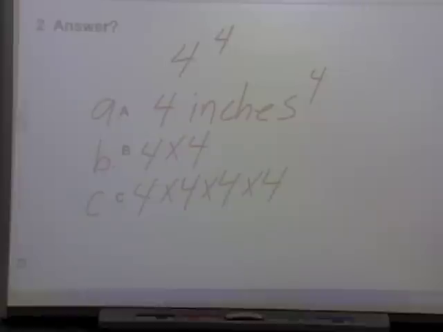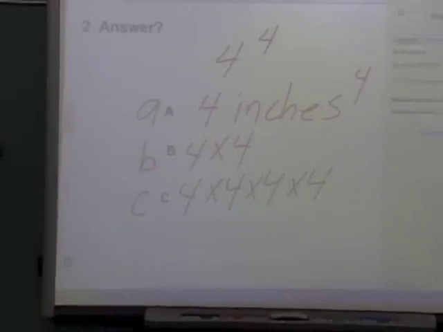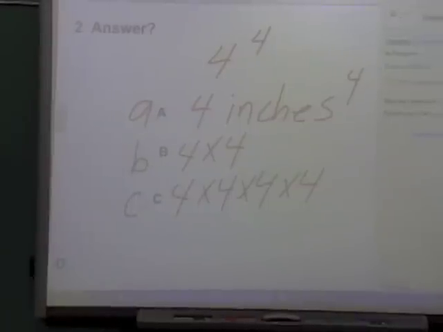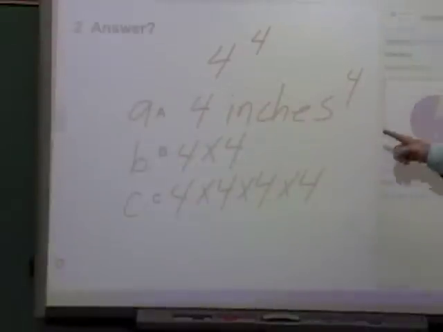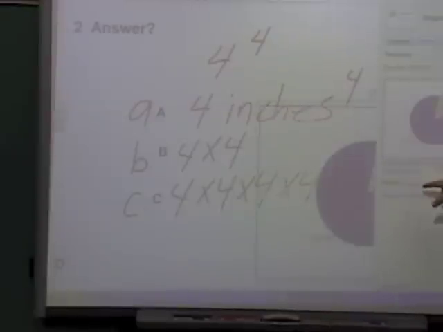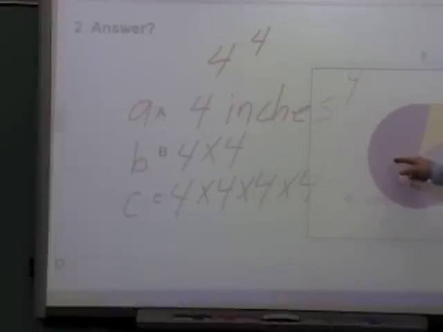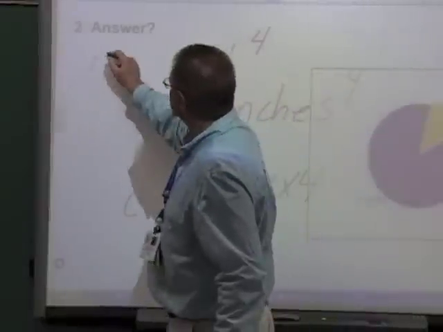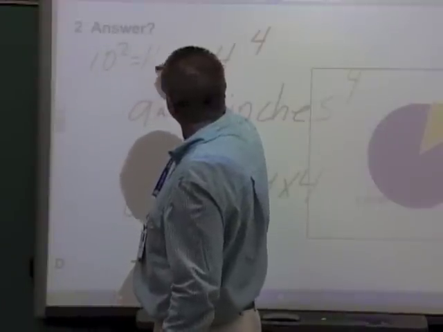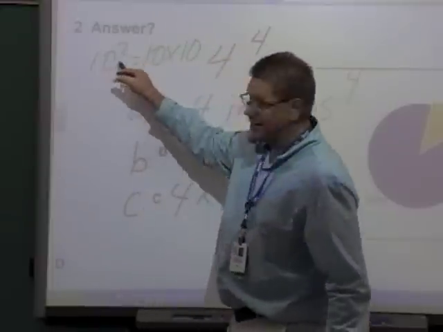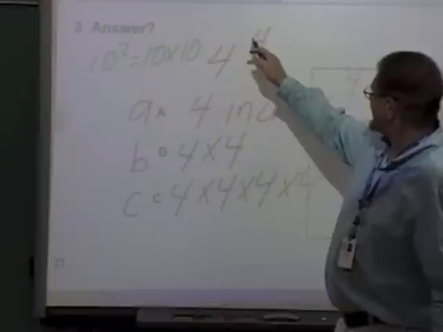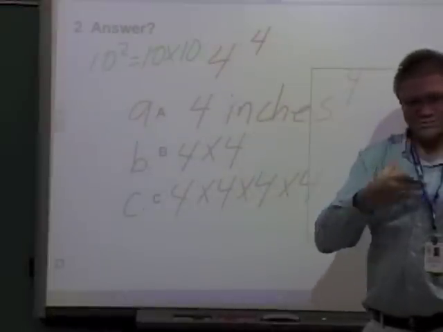Okay, now 16, you got 5, 4, 3, 2, 1, 0. Okay. So, most people pick C. Couple people pick B. Now, let's see. The last one was 10 squared, and that meant 10 times 10. Two tens multiplied, right? So if we have 4 to the 4th, what does that mean?